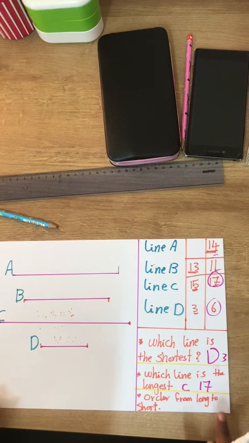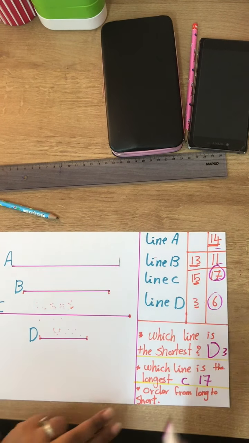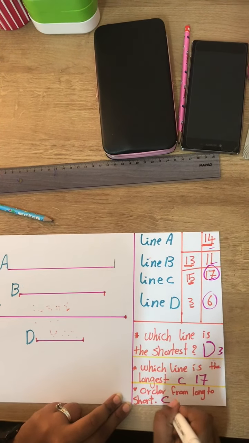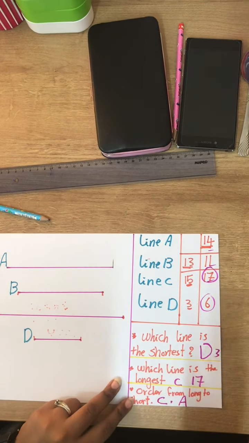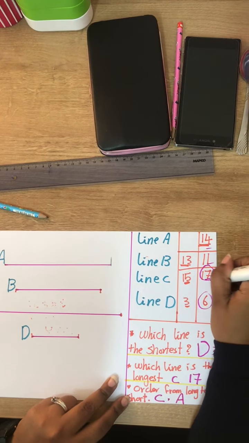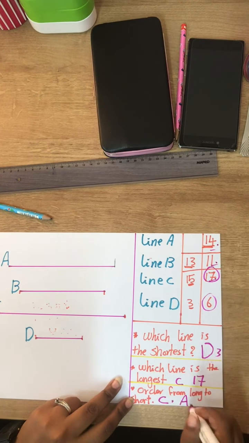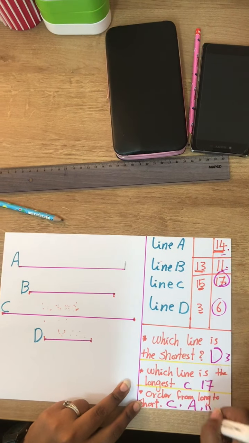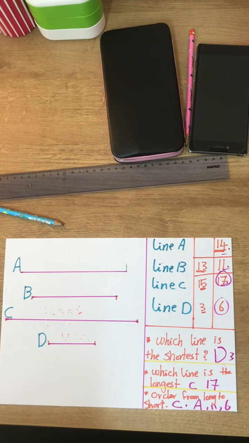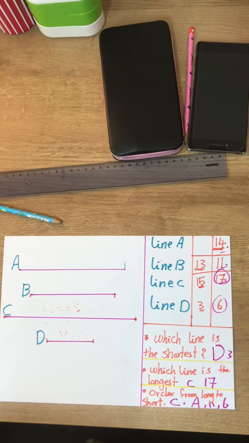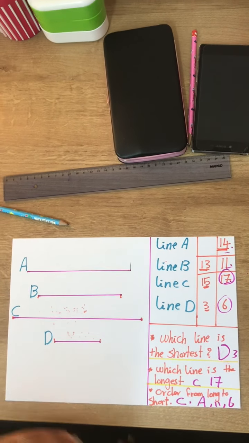So order from long to short. From long I would say C, and then A, because it's from long to short: 17, 14, 11, and the last one is 6. So this is how, if you only have things on the paper, you can measure them fine.